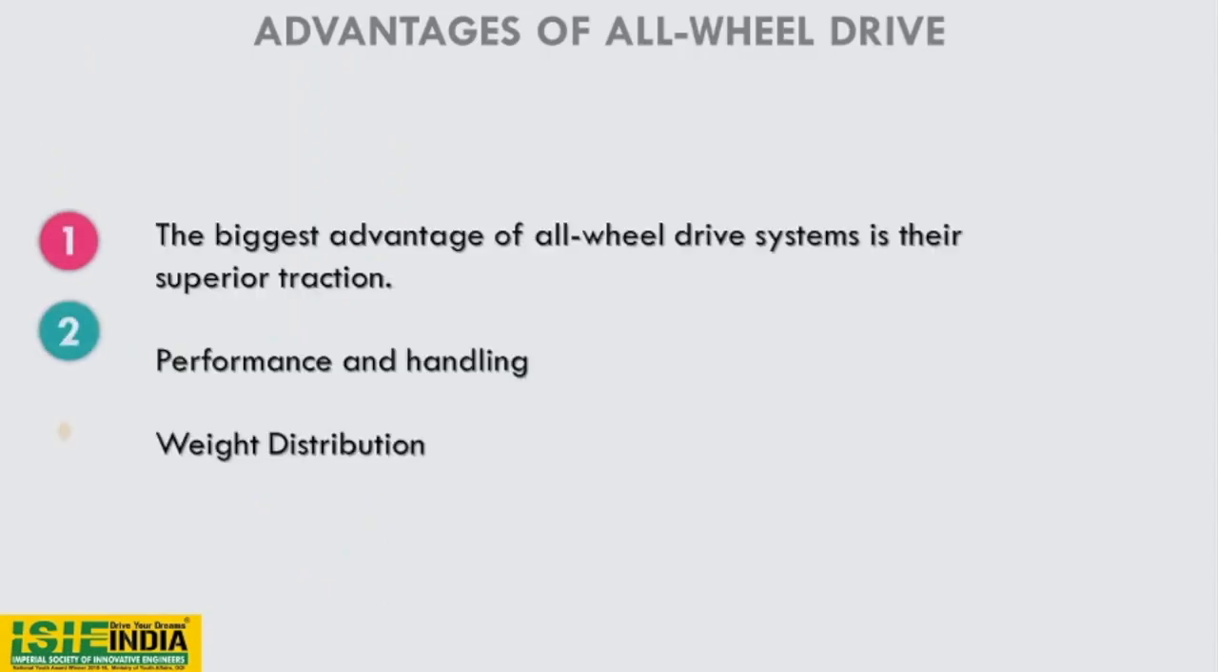Now coming over to its advantages, the biggest advantage of the all-wheel drive system is superior traction. Then performance and handling: it provides one of the best performances among all types of drivetrains and better handling on all terrains, whether it is snow, sand, or even highway. Good weight distribution, as you can see the parts are distributed all over the front and rear parts and even in the mid part.